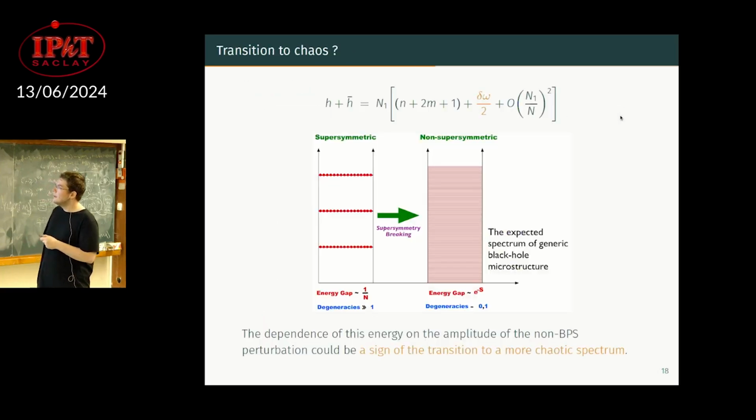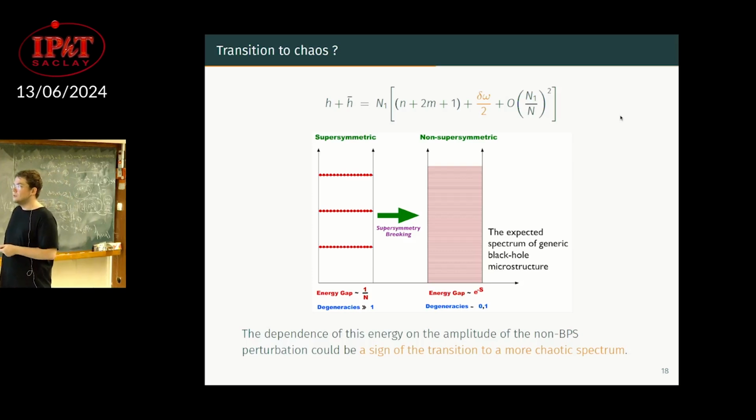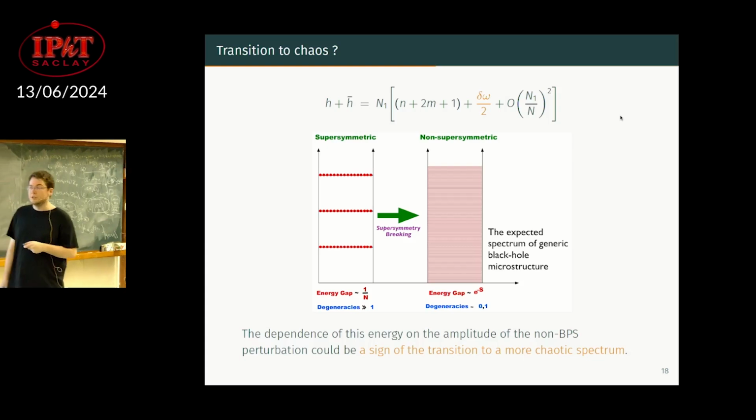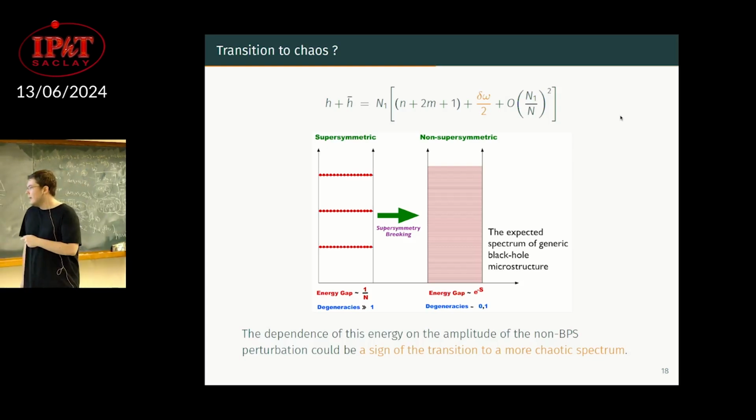What we expect to see from this energy is that the energies of the supersymmetric states are distributed in a very ordered way, with a large gap and a large degeneracy. What we expect from non-supersymmetric solutions is that the degeneracy should be almost entirely lifted, and the energy gap should be much smaller, of order exponential minus the entropy. And here what we see is that, yes?